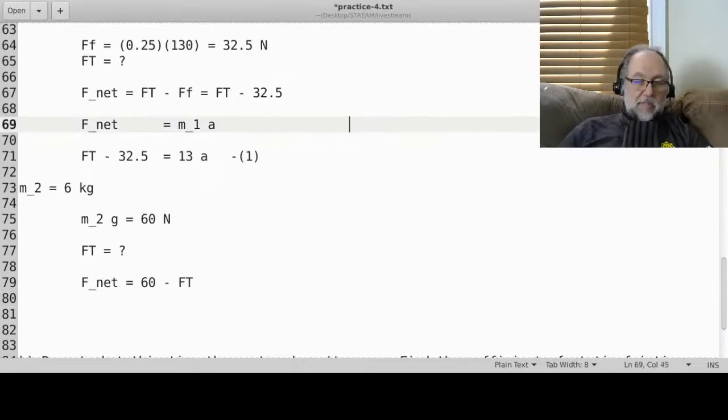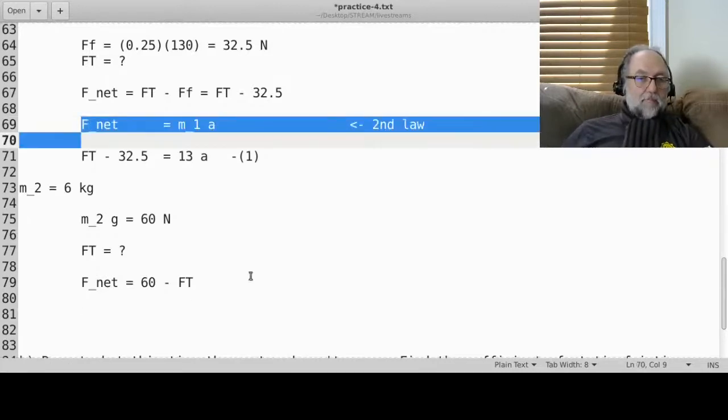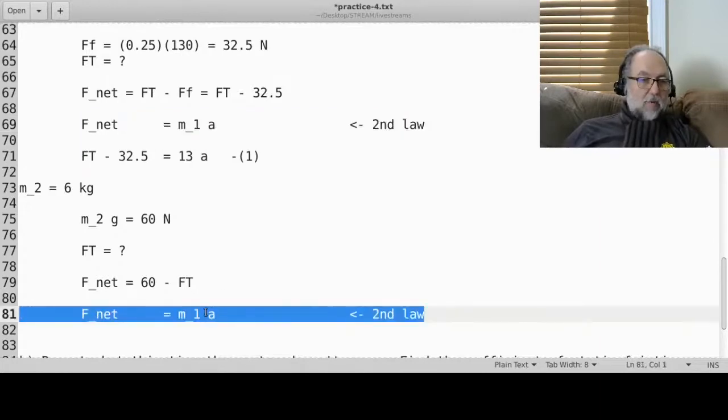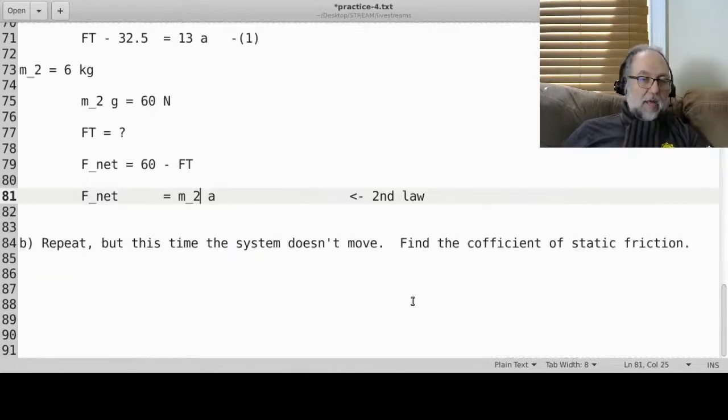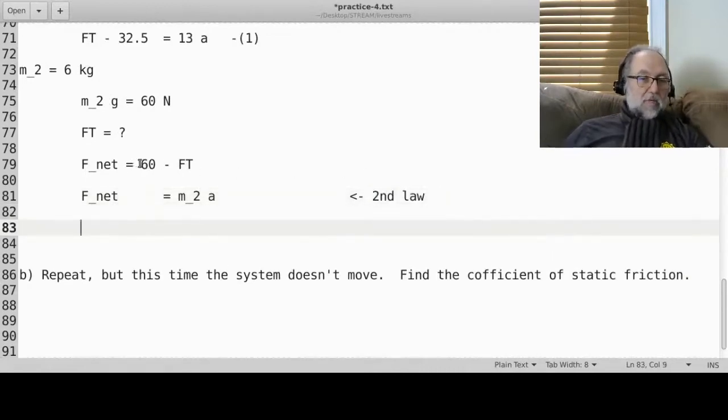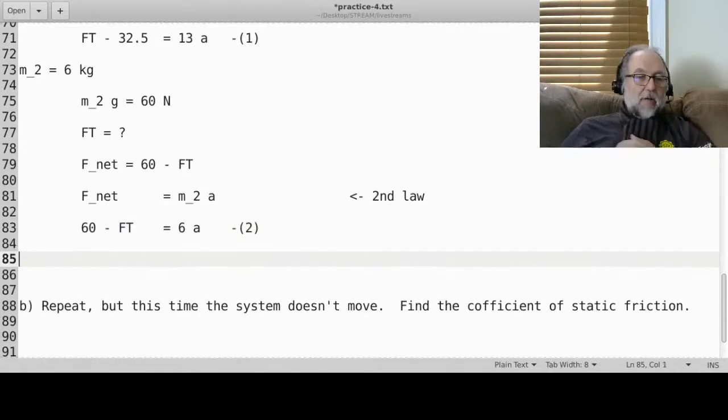This line right here, where did that come from? That's the second law. And where did this line come from, with only M2? It's also the second law, but now applied to the 6 kilogram mass. So this one is equal to 60 minus Ft, and that's going to equal M2. And what's M2 equal to? 6 times a. That's as far as we can go. If we had Ft, we could solve for a, but we can't.